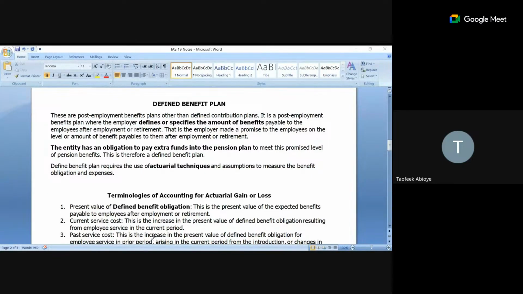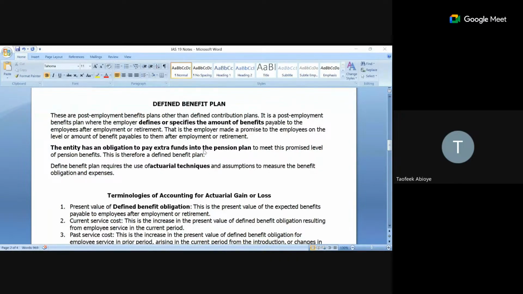It is defined contribution plan, defined benefit plan. In a defined benefit plan, you are the one that will decide how much will be payable to the employee, and you must settle that benefit. Look at my mouse. This is a post-employment benefit where the employer defines or specifies the amount of benefit payable to the employee. You are the one that will define it, and you must settle it.